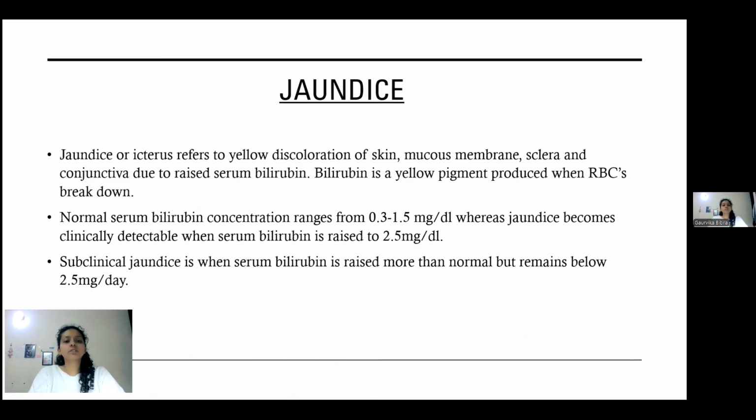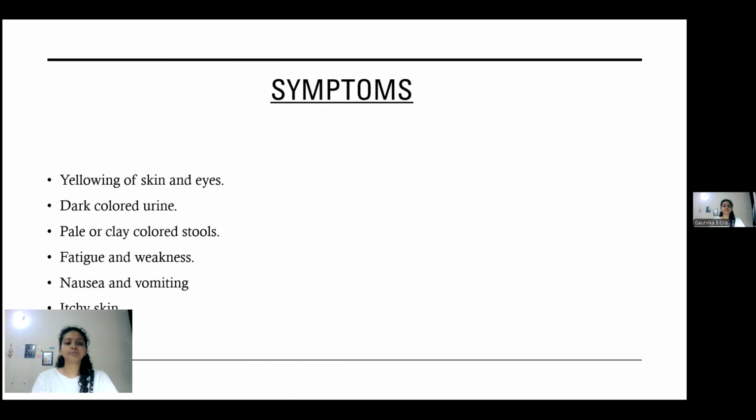Coming on to jaundice. Jaundice or icterus refers to yellow discoloration of skin, mucous membranes, sclera, and conjunctiva due to raised serum bilirubin. Bilirubin is a yellow pigment produced when RBCs break down. Normal level ranges from 0.3 to 1.5 milligram per deciliter, whereas jaundice becomes clinically detectable when the level reaches 2.5 milligram per deciliter. Subclinical jaundice is when serum bilirubin is raised more than normal but less than 2.5 milligram per deciliter.